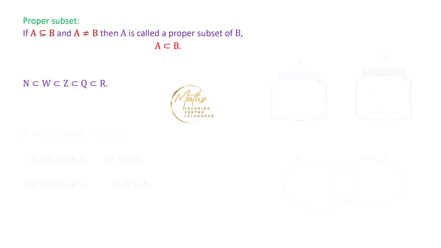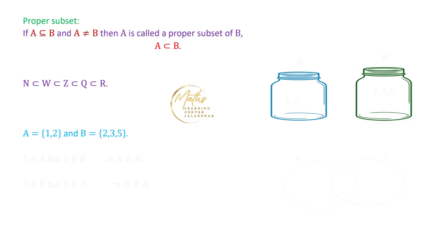Now, if we have the condition that a set is not a subset of another set, we look at an example over here. Suppose A is equal to the set 1, 2 and B is equal to 2, 3 and 5. Again look at this condition over here. We have the set A and the set B. We are talking about these two sets. This is set A and this is set B. Set A contains the elements 1, 2.